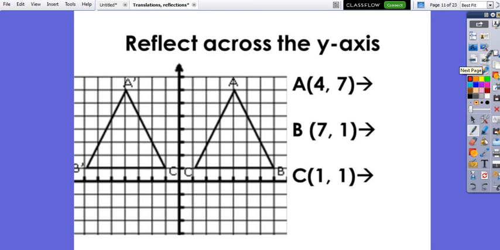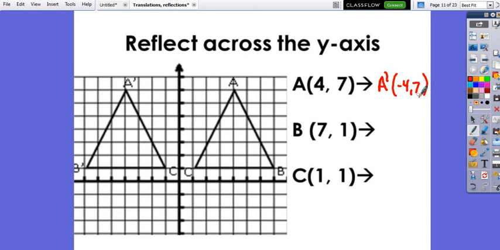Alright, so here's another example. We're going to take our x values and change their signs. Because look, this was 4 for the A value. A prime is -4. But the y value did not change. It's still on the same level of y. It's up 1, 2, 3, 4, 5, 6, 7. It didn't change.